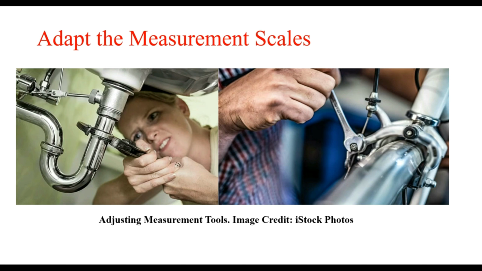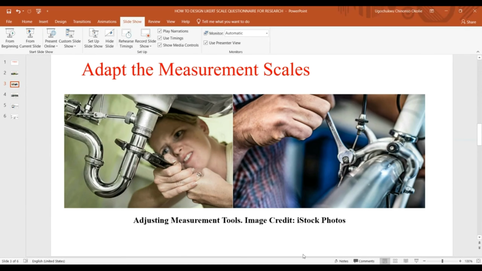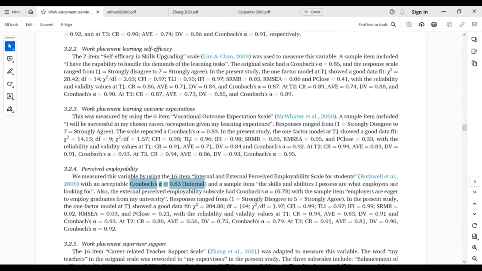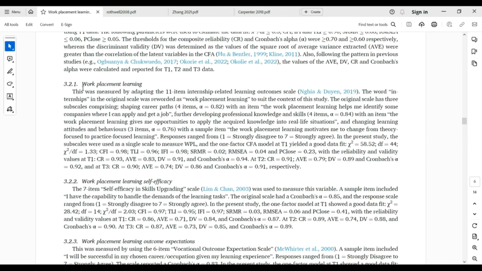So in social science research, we can adapt the measurement scales. What it means is that we can make some adjustments. Let me show you a typical example of what it looks like to adapt measurement scales in social science research, as the case may be. Now let me take you to here. For example, I said this was measured by adapting the 11-item internship related learning outcome scale by the author here.